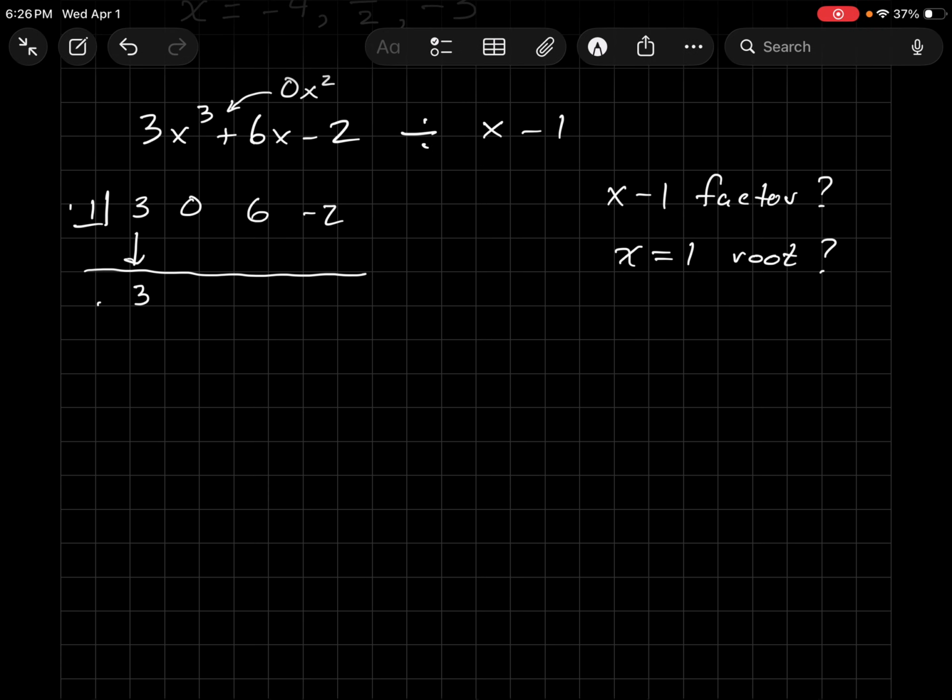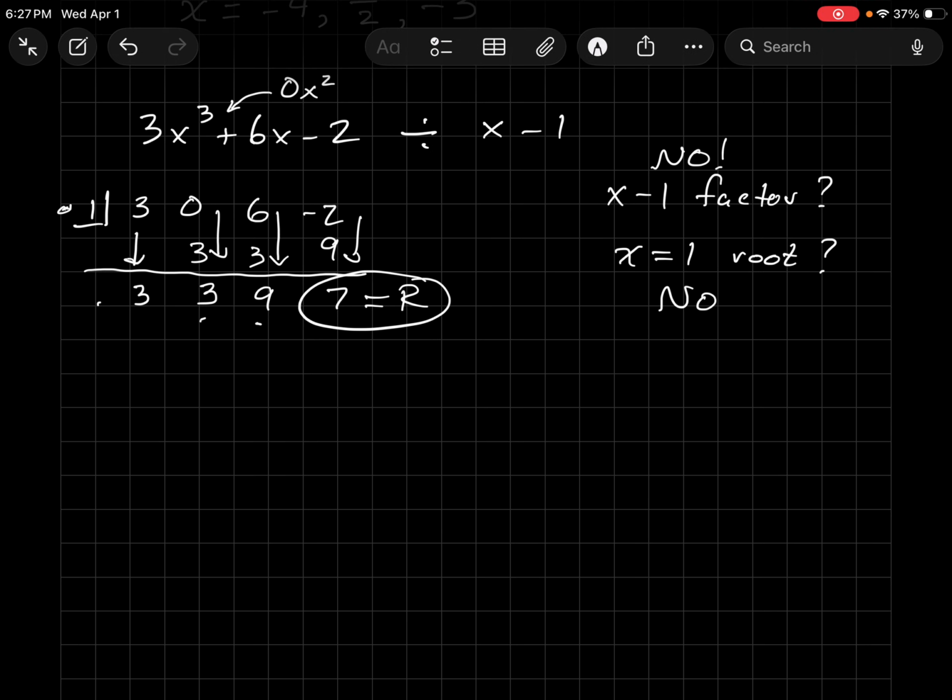Then multiply those 2, place it there, and add. Multiply these 2, place it here, and add. Multiply these 2, place it here, and add. That is our remainder. It does not equal 0, so x minus 1 is not a factor. X equals 1 is not a root.